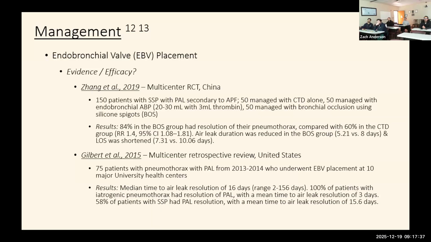And then 100% of patients with iatrogenic pneumothorax had resolution with EBV placement with a mean time to air leak resolution of 3 days, but only 58% of patients with SSP had PAL resolution with a mean time to air leak resolution of 15.6 days. So even, I think, if you can't get the leak to stop, this may be an option, but I don't think it should be frontline.